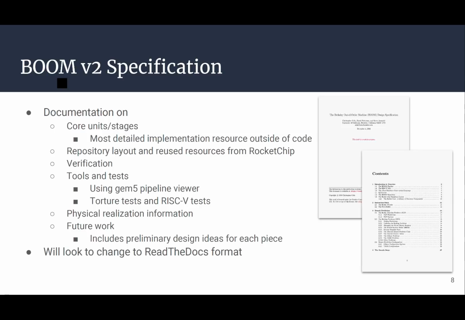Specifically with the documentation, this is probably the best way to get started with the code base outside of looking at the source. You have many, many pages of documentation on the different stages of the core itself. And then you also have little tidbits on what the layout is, what's reused from Rocketship, some of the verification that was done, some of the different tools that you can use to debug the core itself. So this is a great way to get started and to read through it.